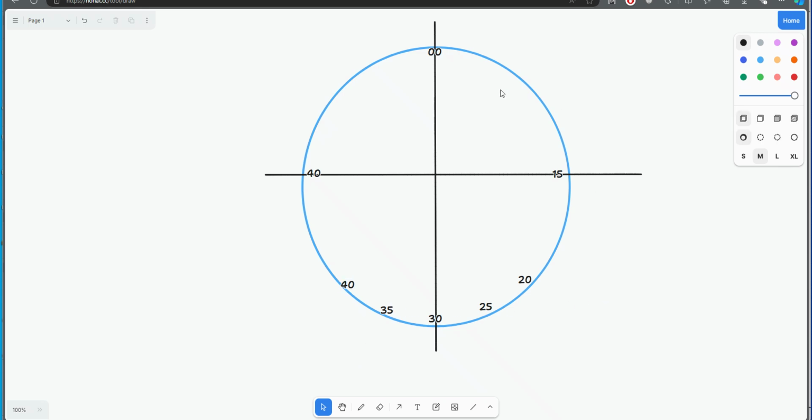And then we have 10 over here. I made a mistake here. It's 5. Let's say 40 is here, 35 is here, and then we have roughly 5.